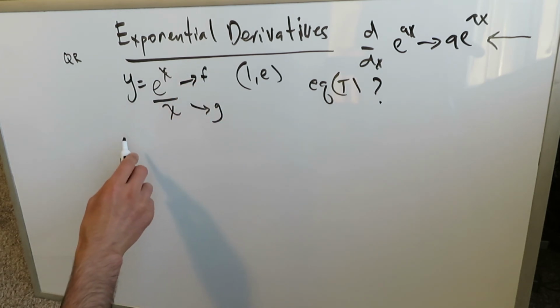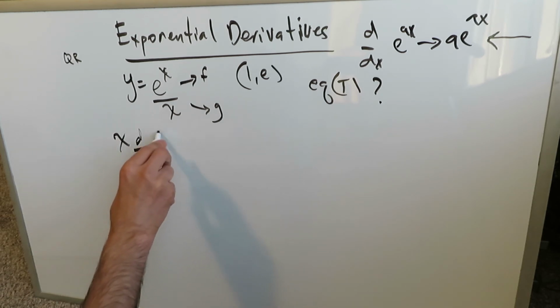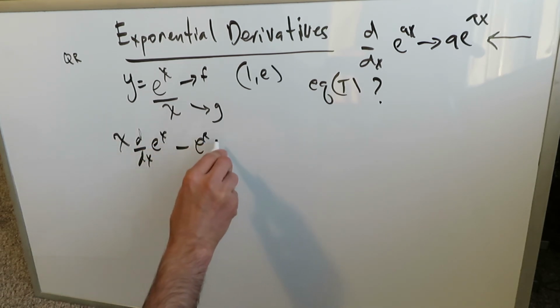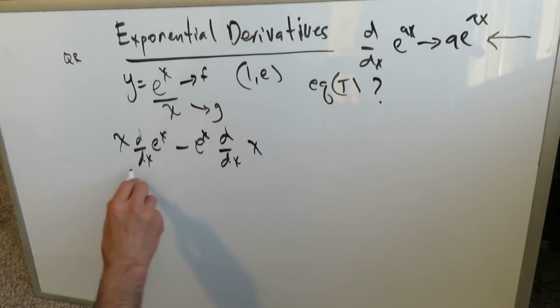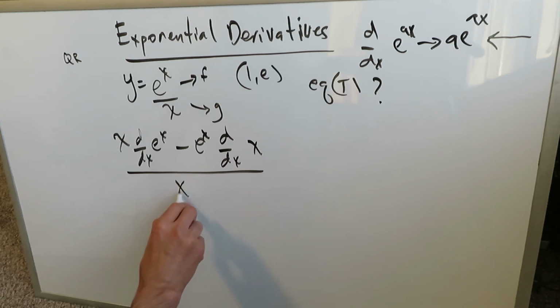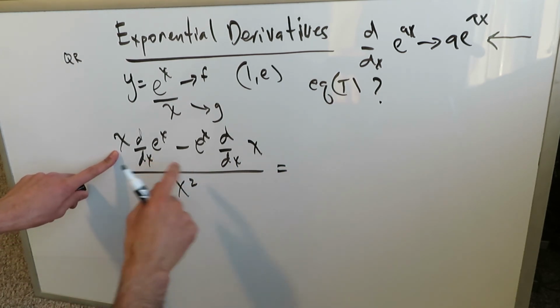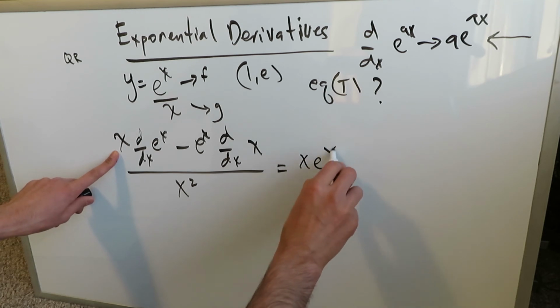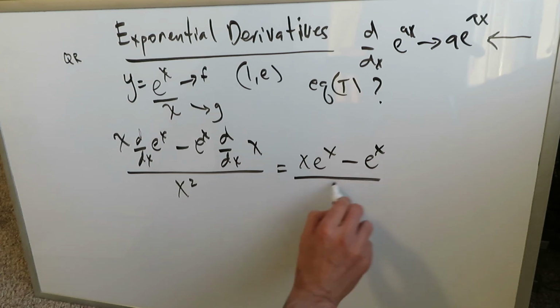So let's use the quotient rule template over here. We have the g function multiplying by what will be the derivative of the f function, minus the f function multiplying by the derivative of the g function, which will be easy over here, divided by g function squared. And in this next step, let's do the derivative. x times the derivative of e to the x is just x e to the x, no change. e to the x times the derivative of x is just e to the x, divided by x squared.